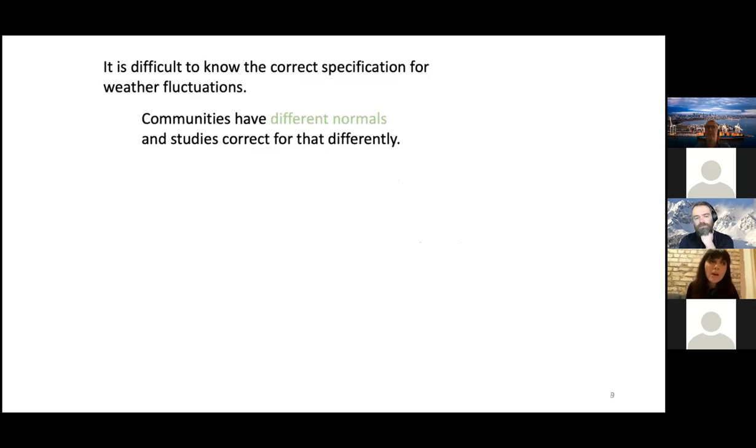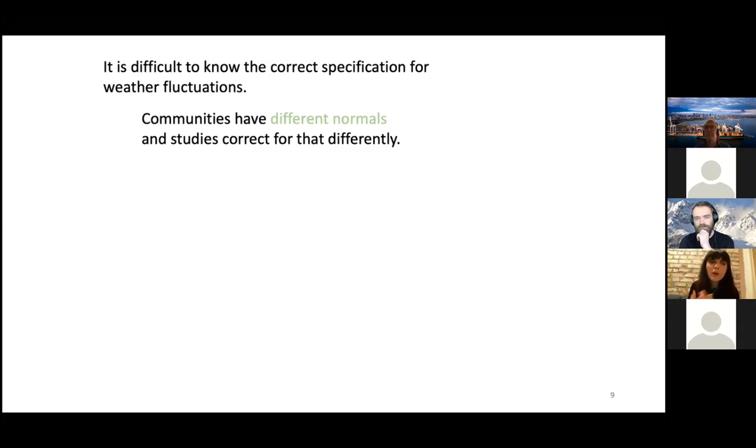So first thing to note is that communities have different normals to begin with. We don't want to compare a traditionally cold community with a traditionally hot community, and we want to correct for a community's own history. And studies do that quite differently. Some people argue that we have to look at the long-term norm, and between 1960 and 1990 is a typical normal period.